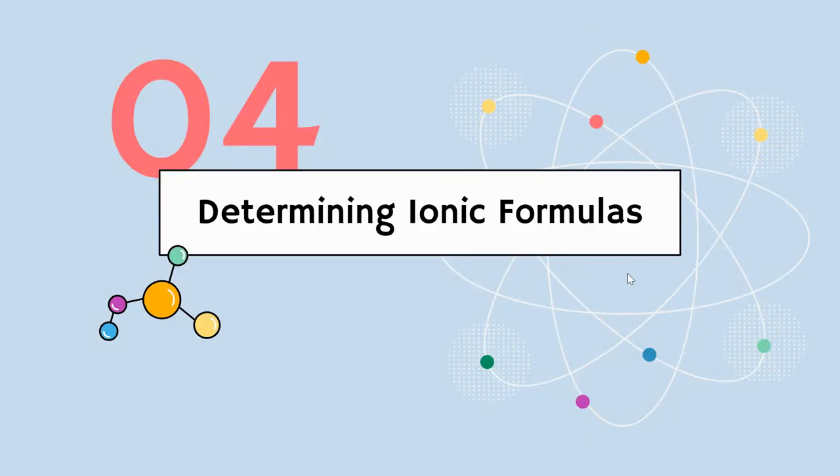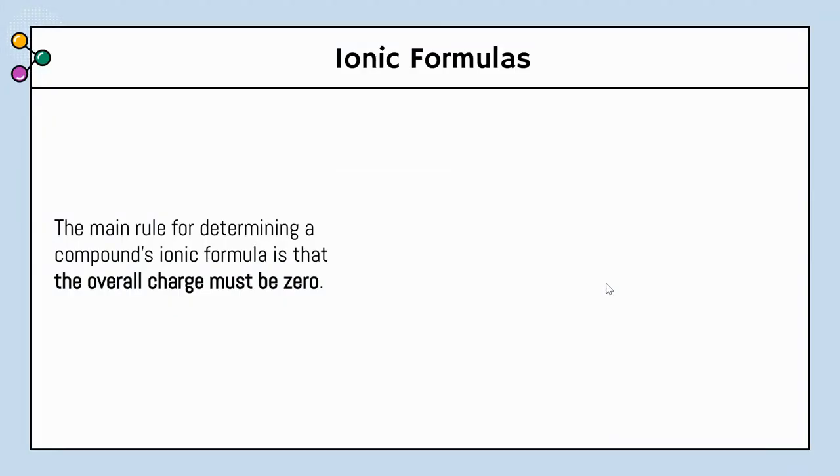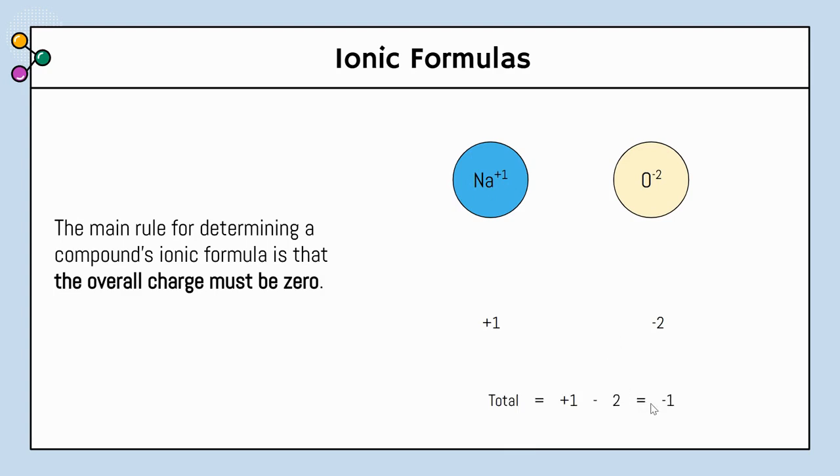Now let's talk quickly about determining ionic formulas. The main rule for determining a compound's ionic formula is that the overall charge must be 0. If we have a sodium atom with +1 and an oxygen atom with -2, notice that if we add these up as they are, the total is still -1 down here on the right. So how do we fix this?